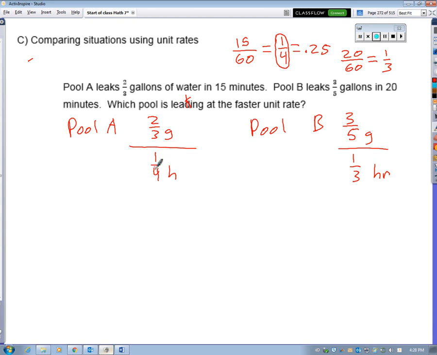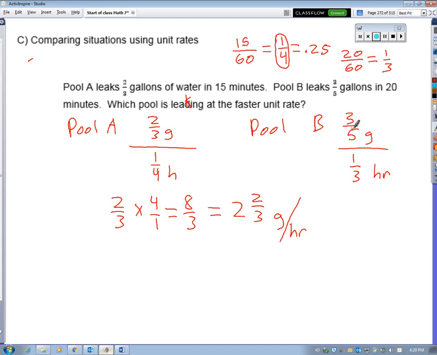2/3 divided by 1/4, so I have to take 2/3. And remember from chapter 3, when we divide, we're actually going to multiply by the second fraction flipped around. That's going to get me 8/3, and I can simplify that and make it into a mixed number. 3 goes into 8 two times, and then my remainder is 2/3. So this is how many gallons are leaking in an hour for pool A: 2 2/3 gallons in 1 hour. Now let's take a look at pool B. We'll see what's going on there.